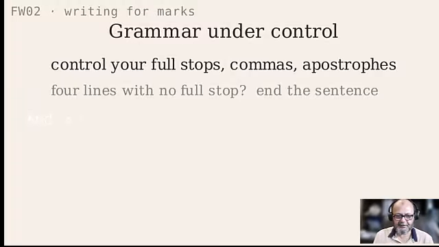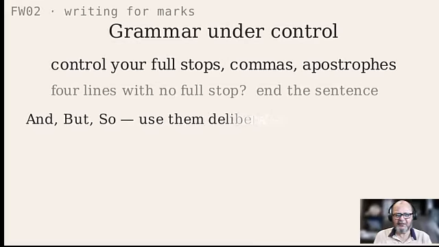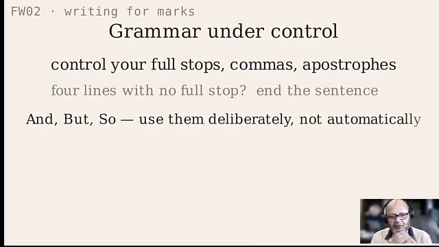You may also have heard this rule, right? Never begin a sentence with and, but, or so. That is not an absolute rule of English, okay? Writers can begin sentences with conjunctions. But in formal functional writing, repeatedly beginning sentences with and, but, or so can make your writing sound too conversational. The better rule is use them deliberately. Do not use them automatically.